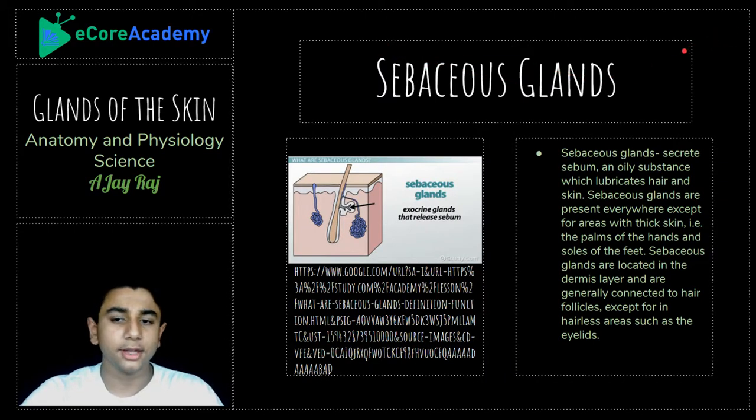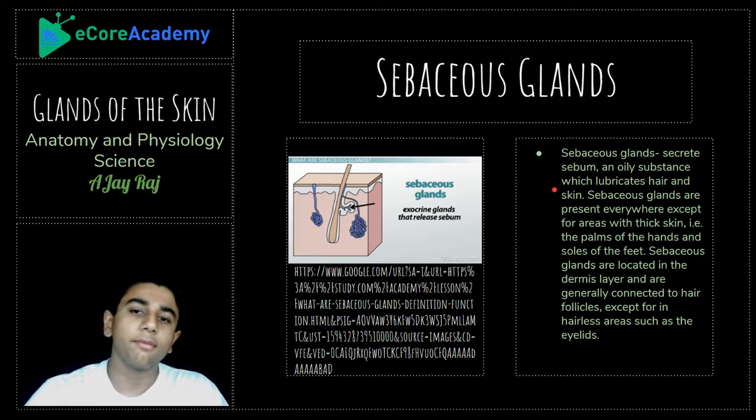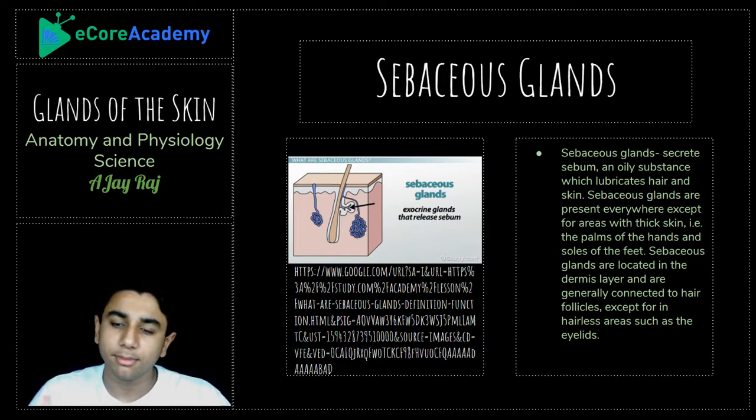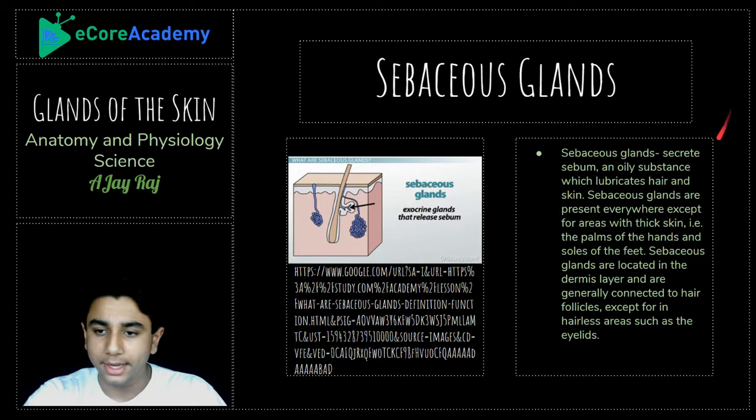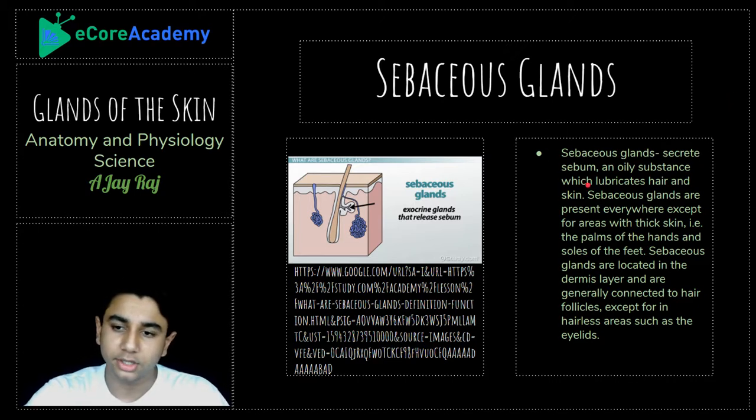So the first major gland that we have here of the major three glands is the sebaceous glands. Sebaceous glands secrete sebum, which is an oily substance which lubricates hair and skin. As I mentioned in my previous video about the different types of skin, and specifically the epidermis, I had talked about sebaceous and pseudoauriferous glands, which are two of the major glands of the skin itself. Sebaceous glands have to do with hair, skin, and nails, and basically what they do is secrete sebum, an oily substance which lubricates hair and skin.